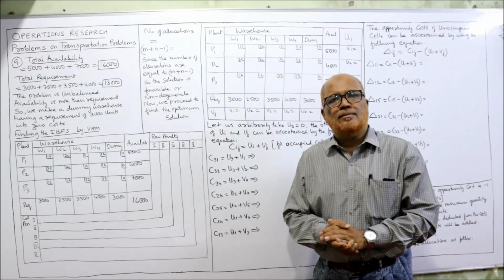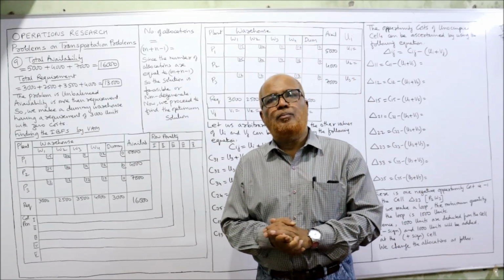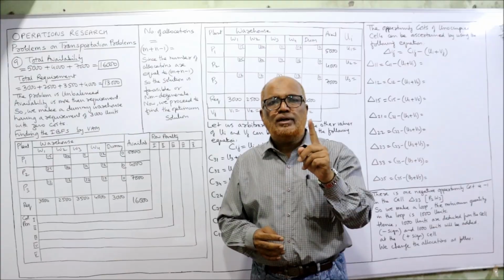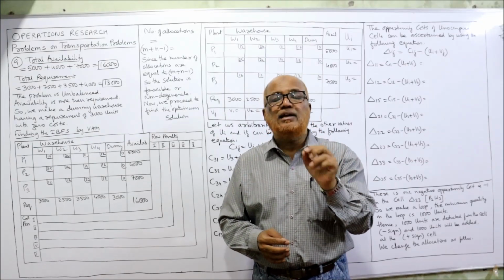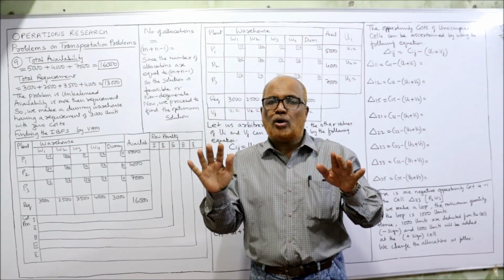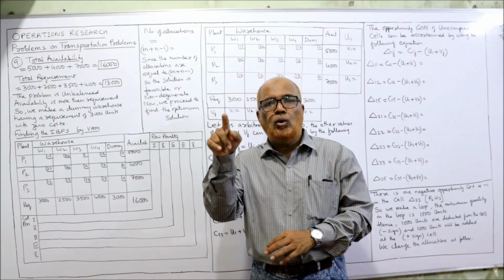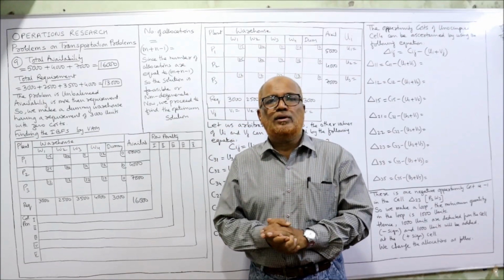The second new point is that all our opportunity costs are not going to be positive. One of the opportunity costs we are going to get negative. When we get a negative opportunity cost, the solution is not optimum. We have to change the allocations by making a loop. That's what I'm going to explain.